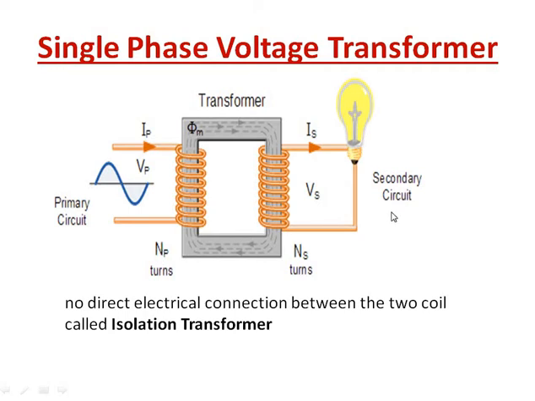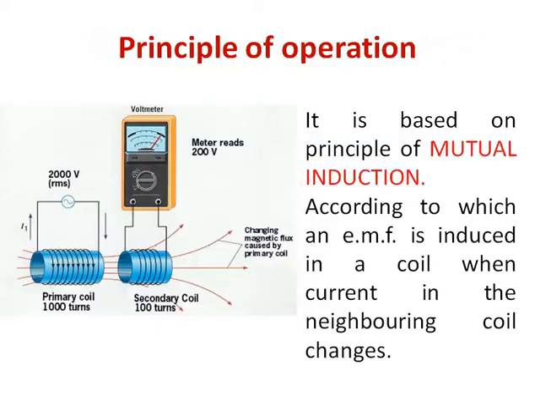Then in the secondary circuit we are having the number of turns equal to NS. The voltage applied to the primary circuit is called Vp, then the current flowing through the primary circuit is called Ip. And also here we are having the secondary circuit. The output of the secondary circuit is Vs, then the current flowing through Vs is Is. Here there is no direct electric connection between the two coils, which is called the isolation transformer.